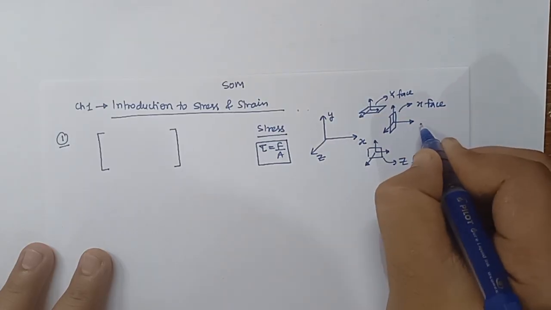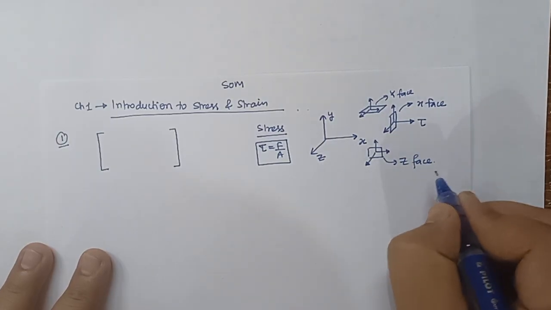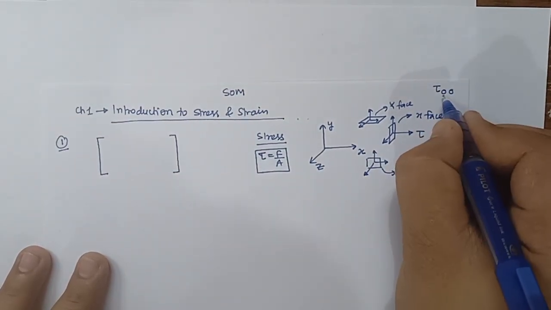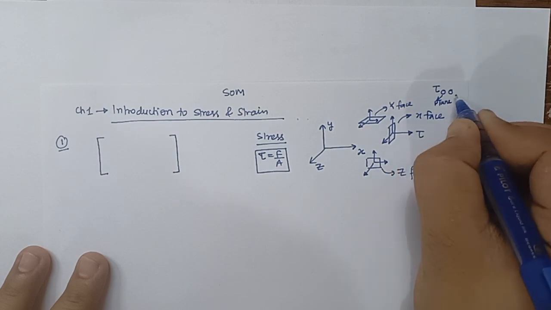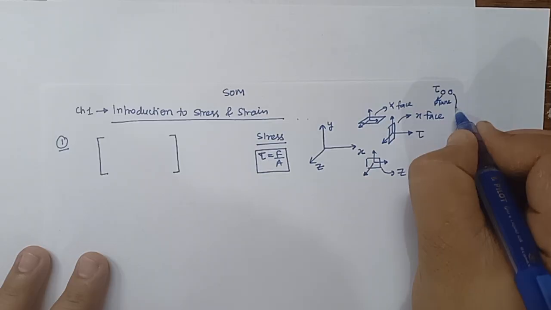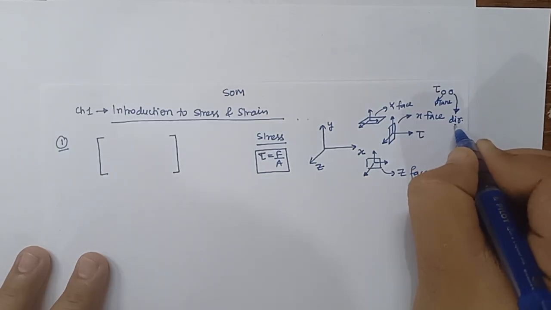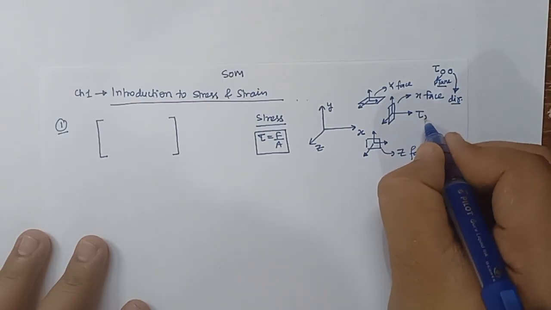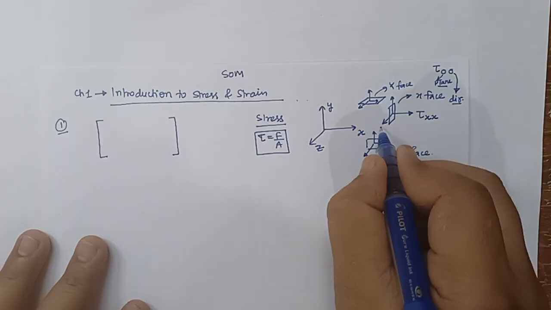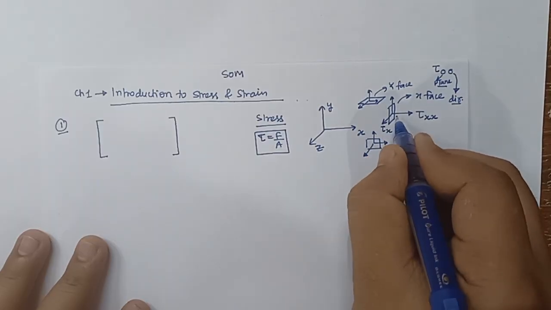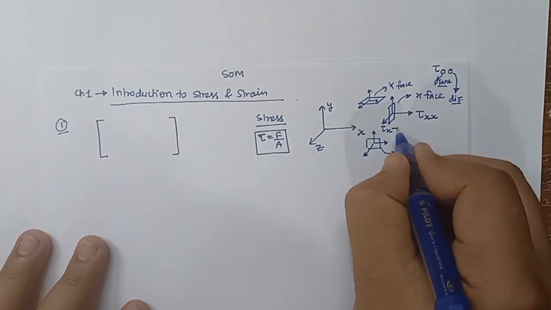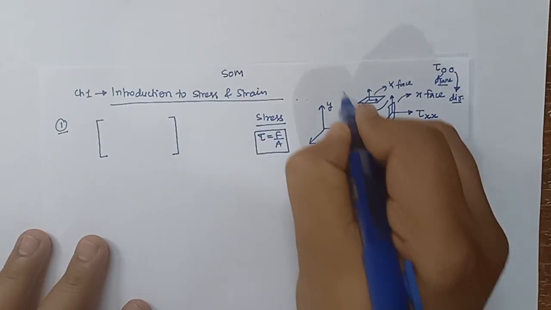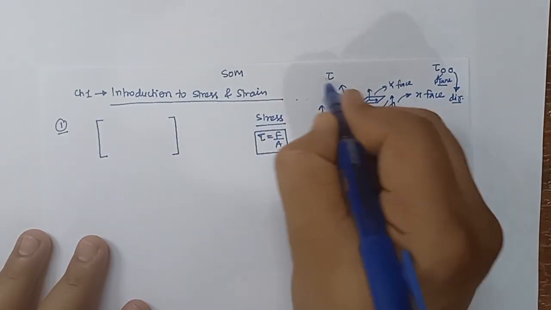If I talk about the representation, this is tau. The stress is represented with two quantities: this is called the plane and this is called the direction. So if I want to write, it is x face and x direction. Similarly this is, the face is x but it is in z direction, so xz. And similarly this will be tau xy.